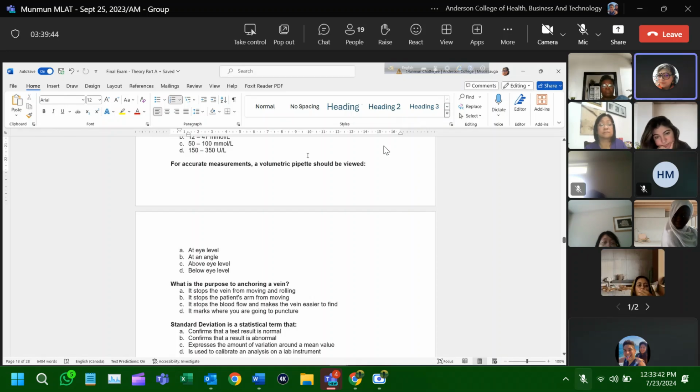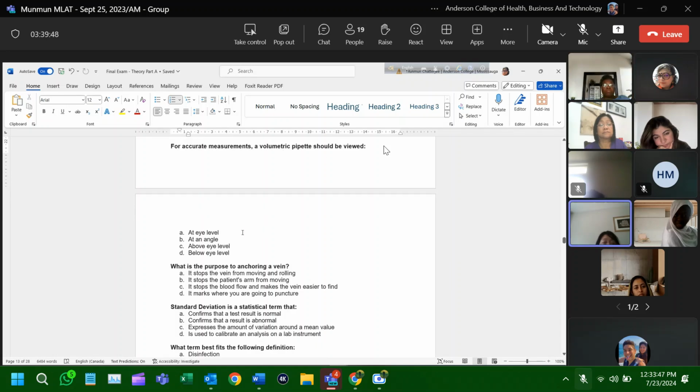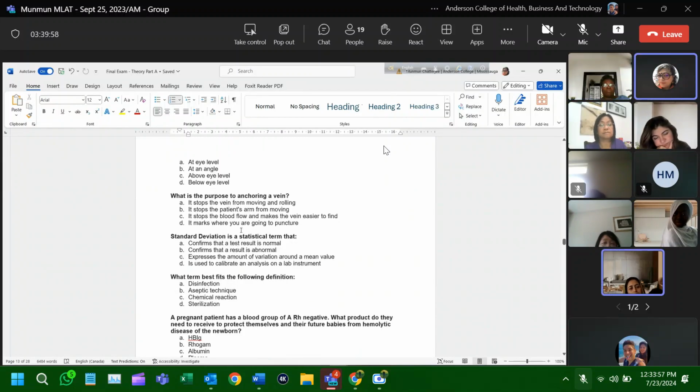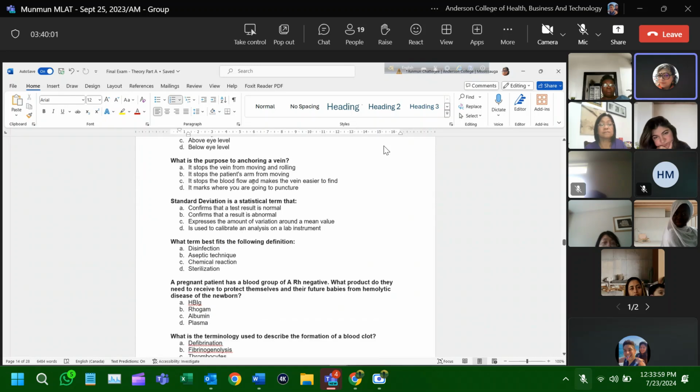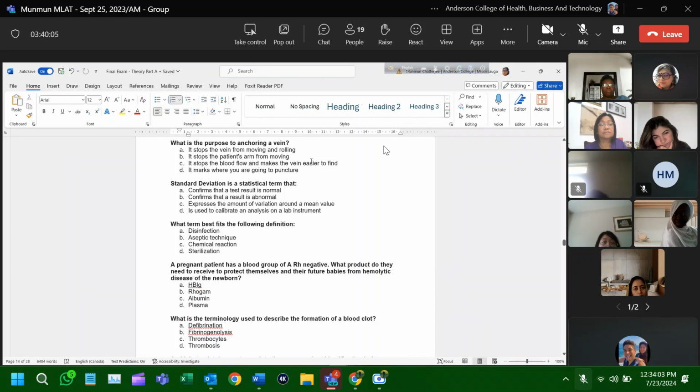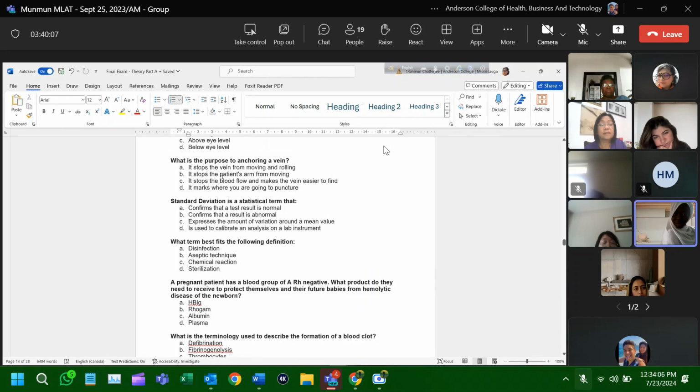Okay, so for accurate measurement, a volumetric pipette should be viewed at eye level. What is the purpose of anchoring a vein? To stop the vein from moving and rolling.